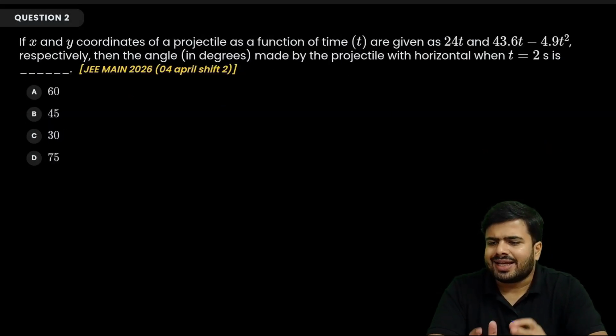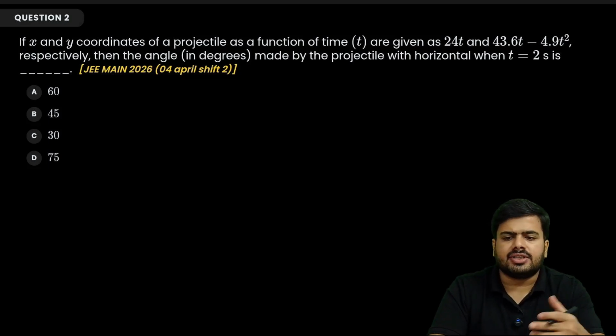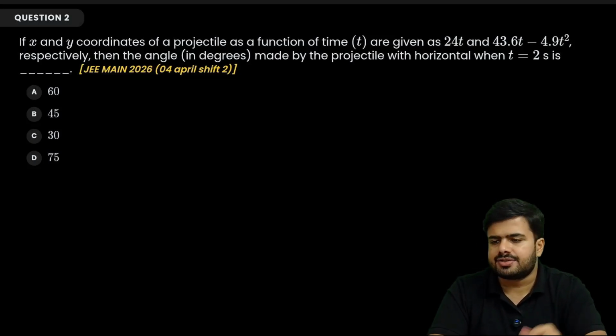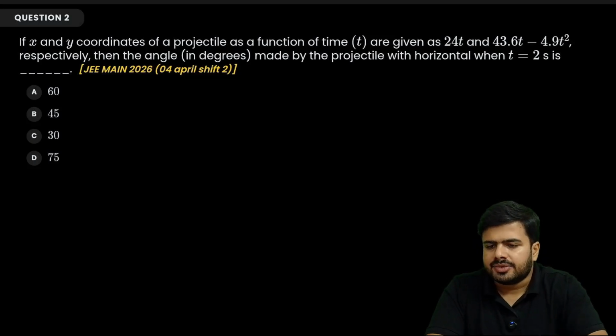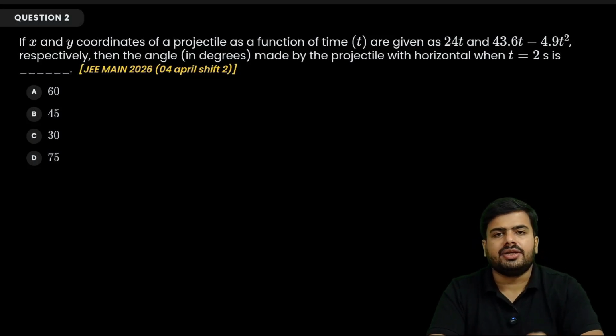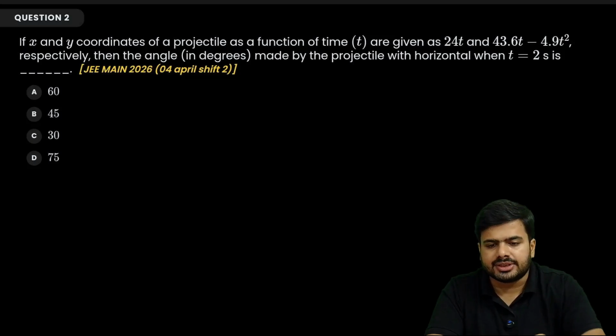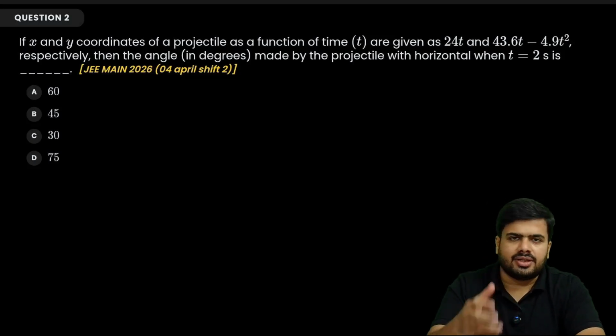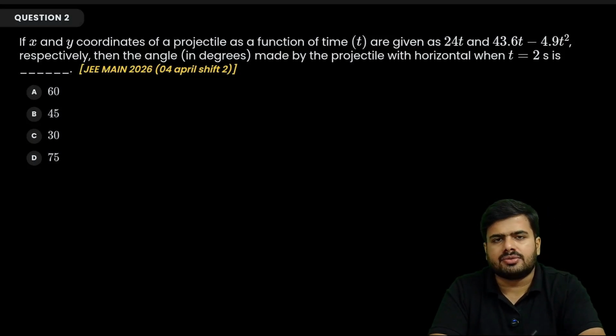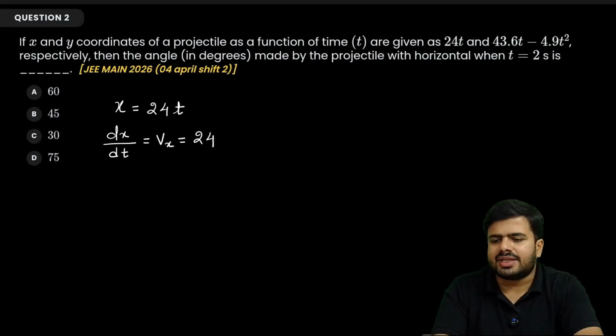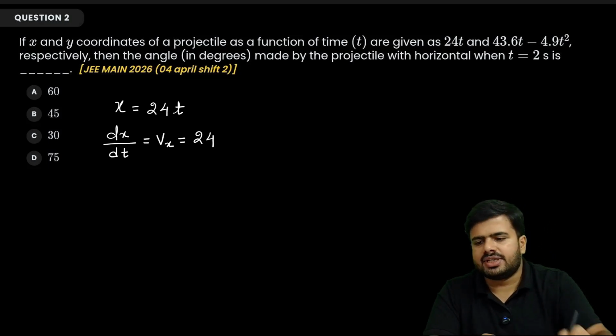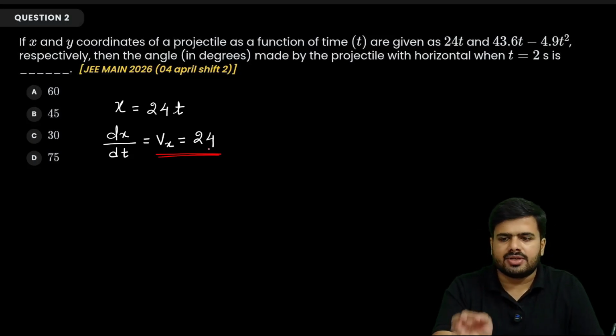Here they have given the x and y coordinates of a projectile as a function of time: x coordinate is 24t and y coordinate is 43.6t minus 4.9 t square. Then find the angle made by the projectile with the horizontal when t equals 2 seconds. This is a very important question. Since the positions are given, we just need to differentiate. Here x is given as 24t. If I differentiate that, I will get the velocity along x direction, that is vx equals 24.